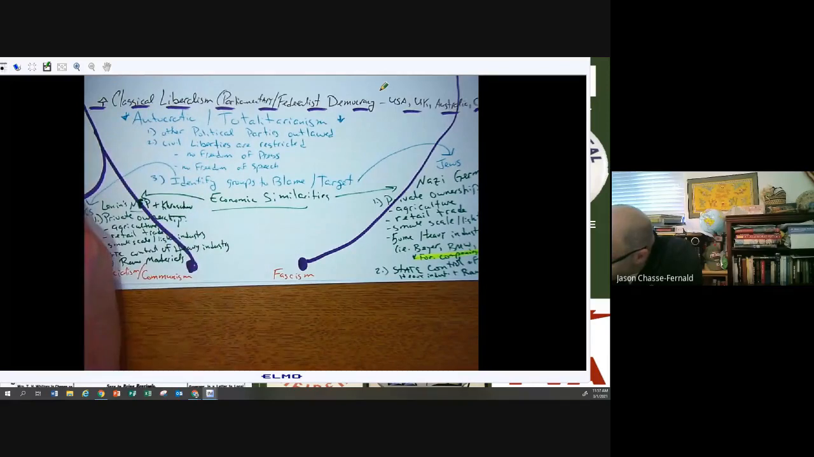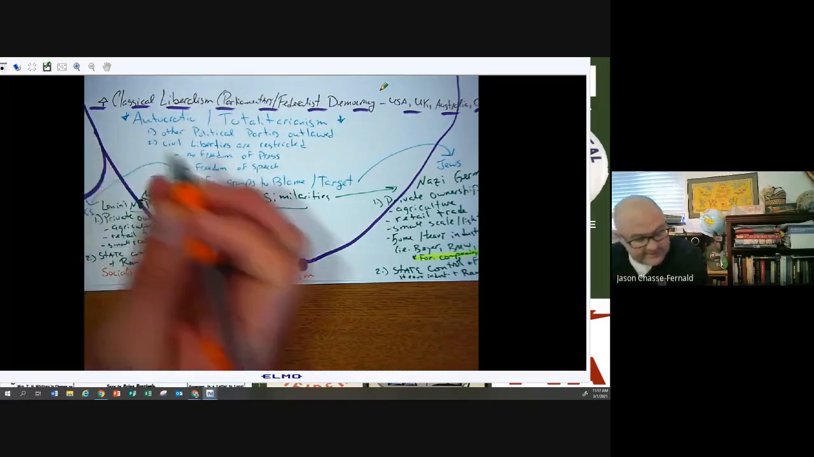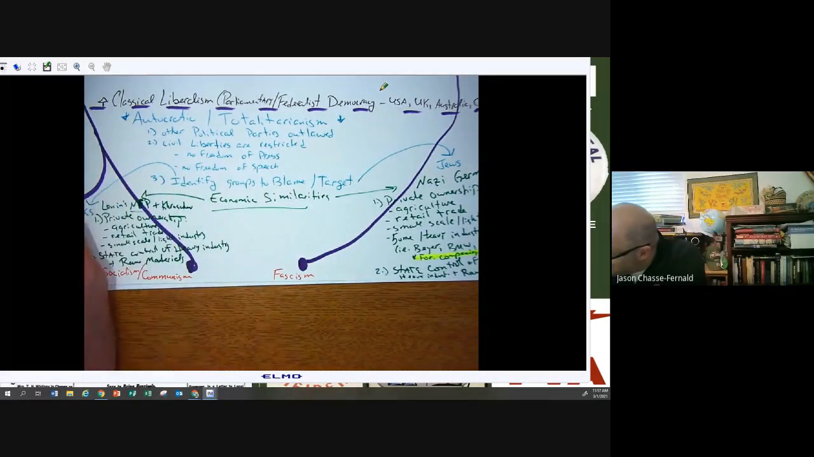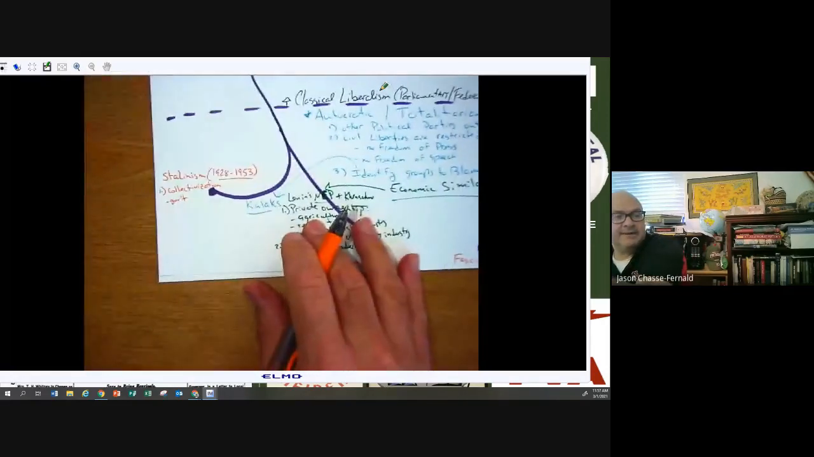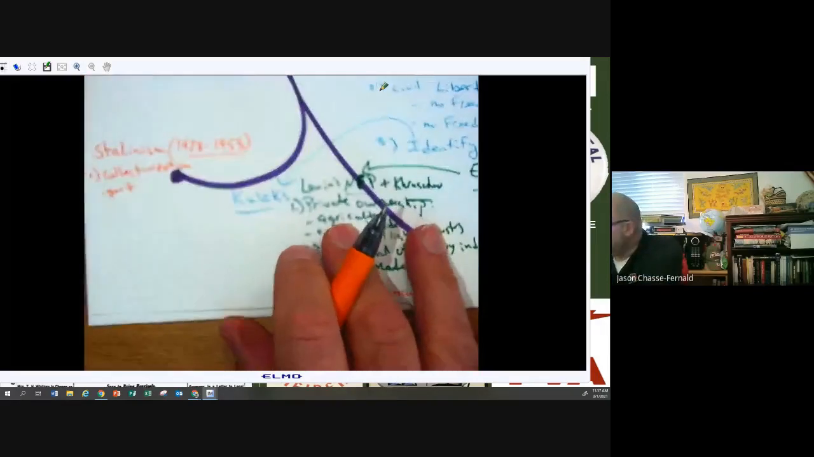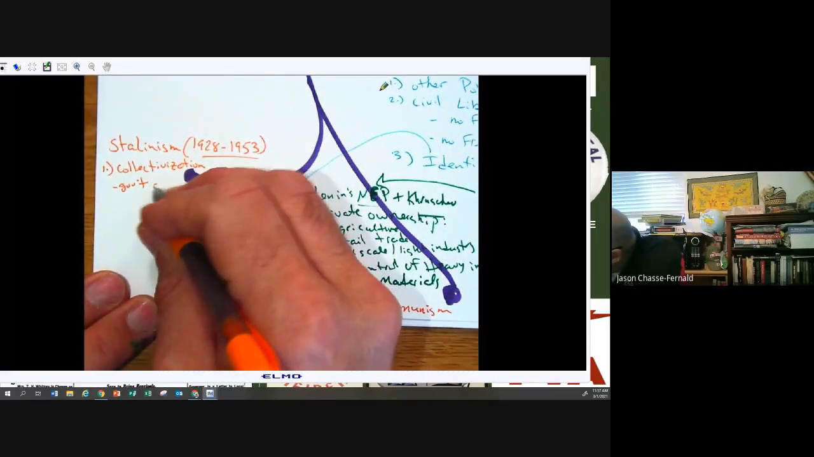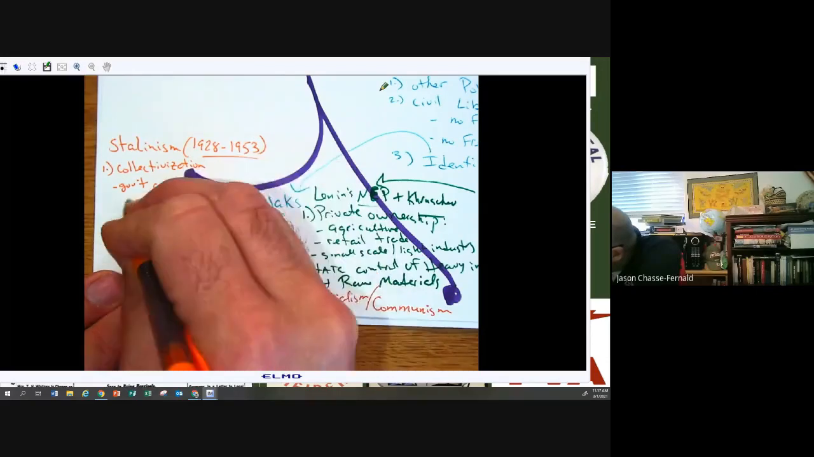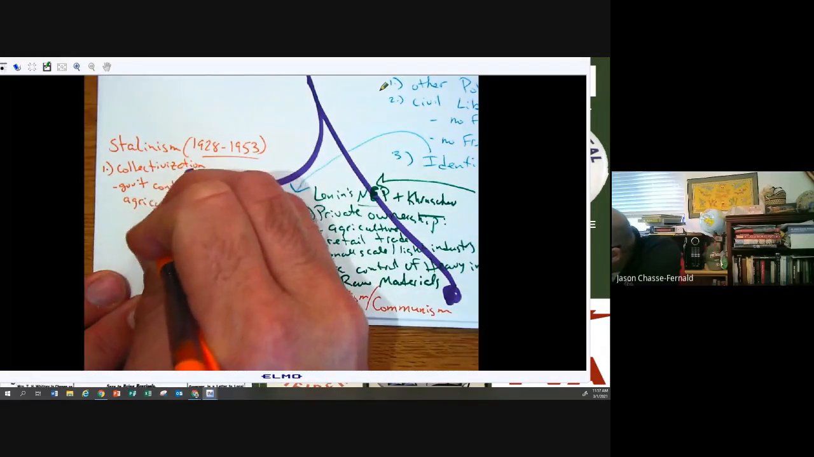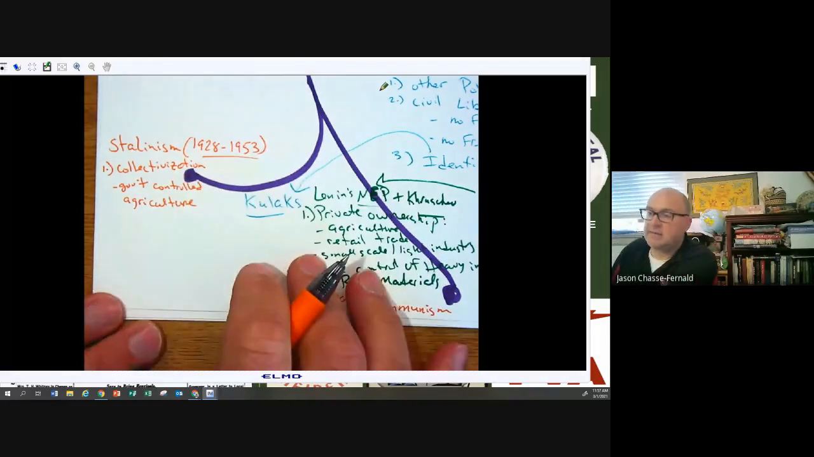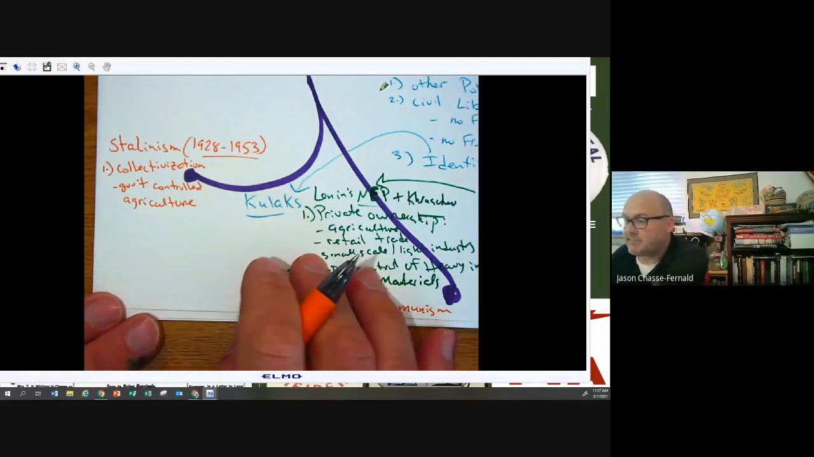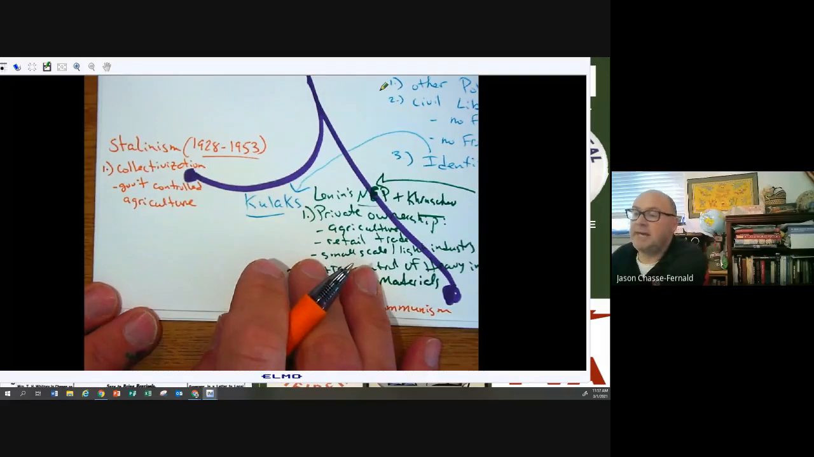One is collectivization. Collectivization is referring to government-controlled agriculture. Let me zoom this in a little bit for you. Of course, this is already in place, up and running by the time the Great Depression hit. So collectivization really would not be a reaction to the Great Depression.